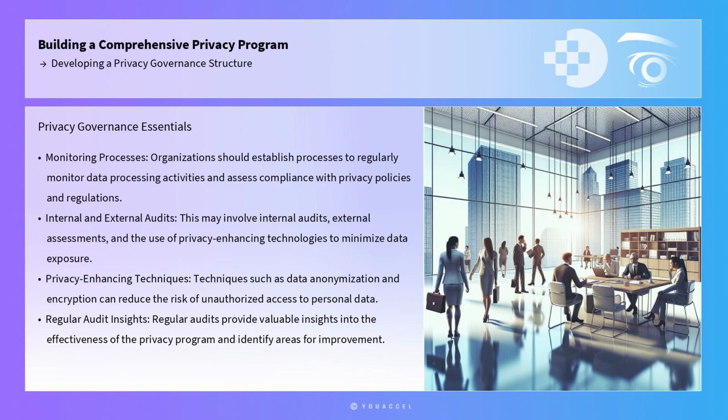Monitoring and auditing are essential components of a privacy governance structure to ensure ongoing compliance and effectiveness. Organizations should establish processes to regularly monitor data processing activities and assess compliance with privacy policies and regulations. This may involve internal audits, external assessments, and the use of privacy-enhancing technologies to minimize data exposure. For example, techniques such as data anonymization and encryption can reduce the risk of unauthorized access to personal data. Regular audits provide valuable insights into the effectiveness of the privacy program and identify areas for improvement.